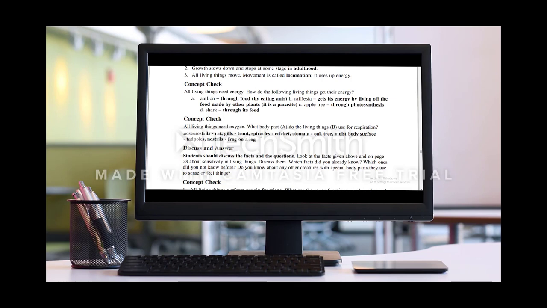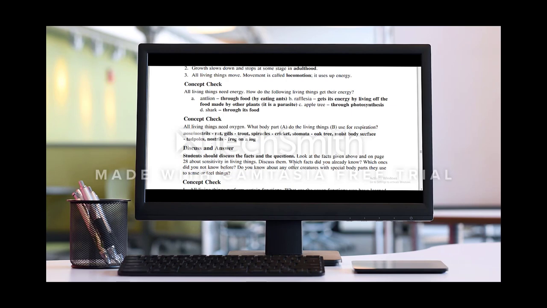Living thing is cricket. Used for respiration, spiracles. Moist body surface, oak tree. Oak tree is a living thing and used for respiration, stomata. Tadpole is a living thing. Moist body surface is used for respiration. Frog on the log is a living thing and it uses nostrils for respiration.